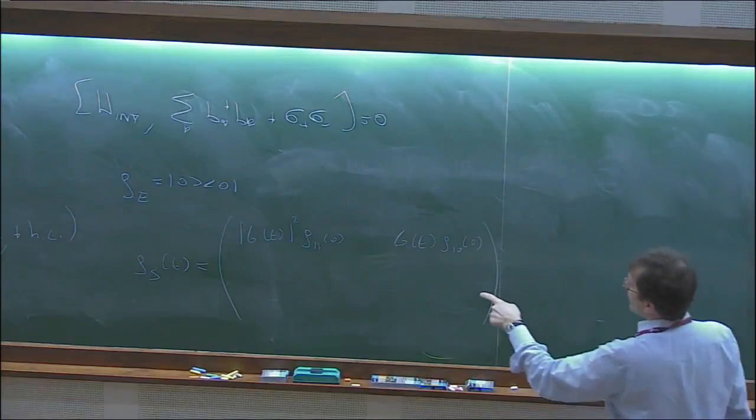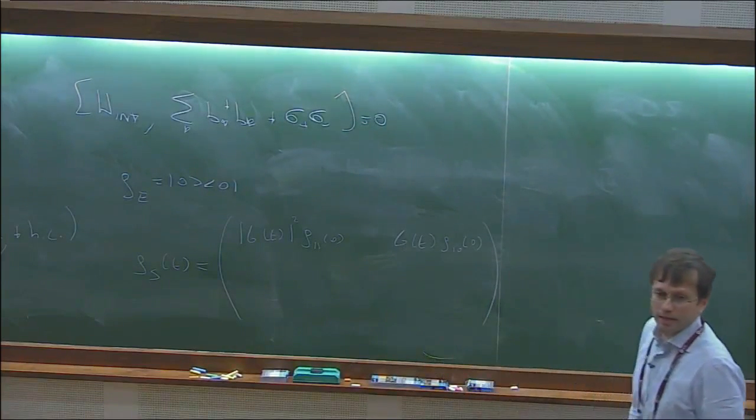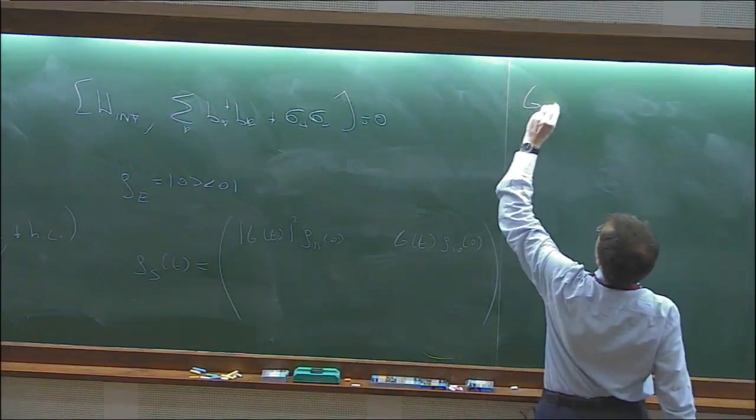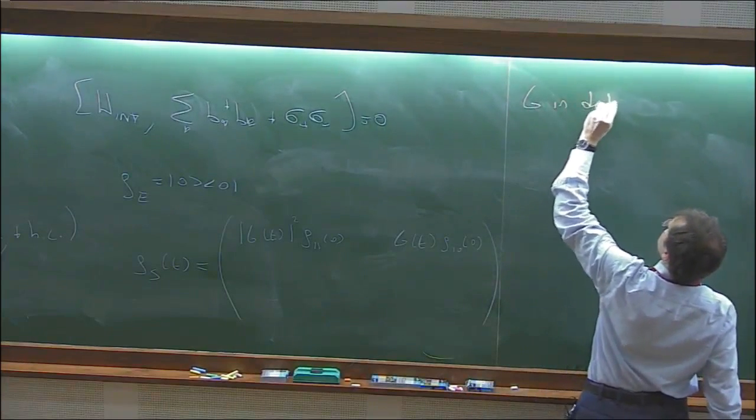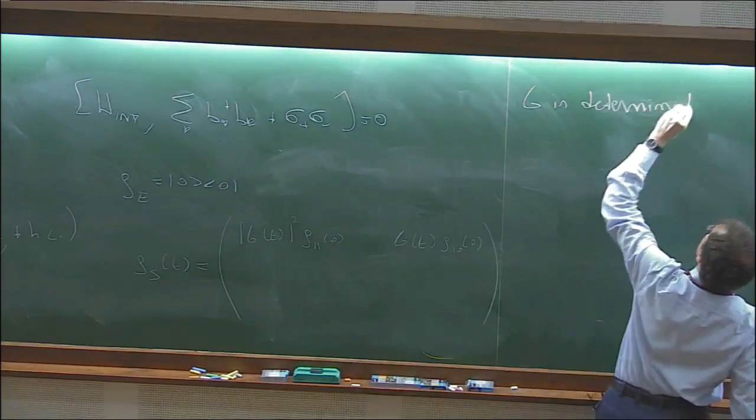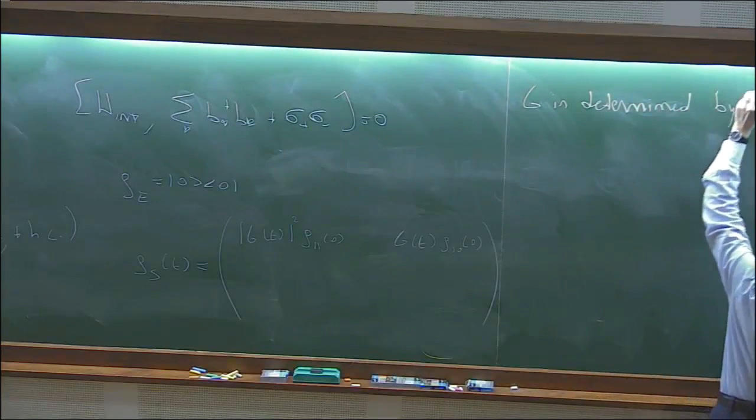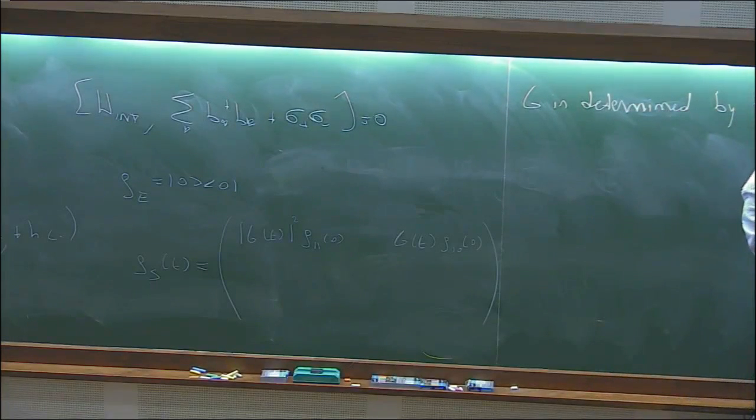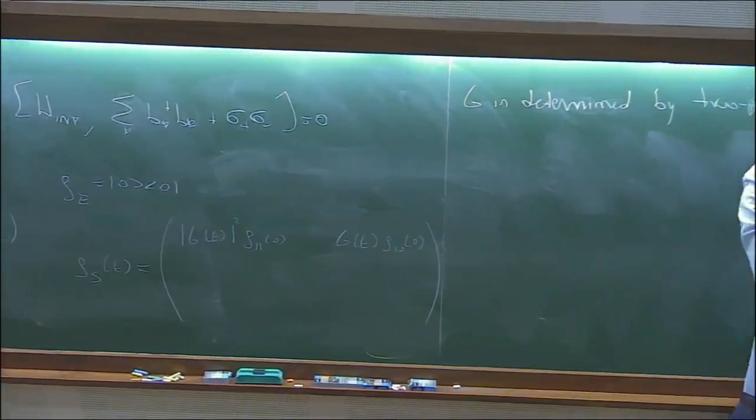Now, how is this g determined? g is determined by a two-point correlation function of the environment.